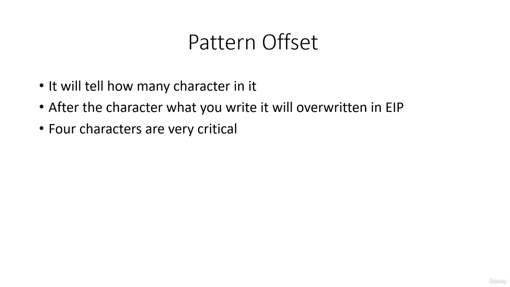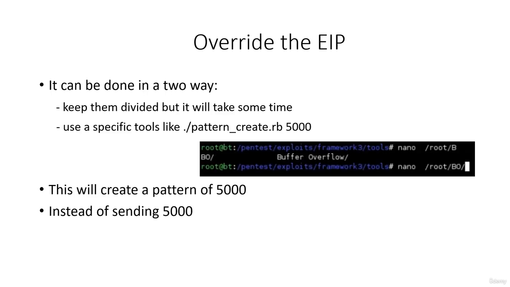So we need to identify from those 5000 A's which A is overwriting the EIP. I can do that in different ways. One way is to send, for instance, 1000 A's, 1000 B's, 1000 C's, 1000 D's and E's. And if the EIP has been overwritten by B, for instance, that means the 4 characters are in that range.